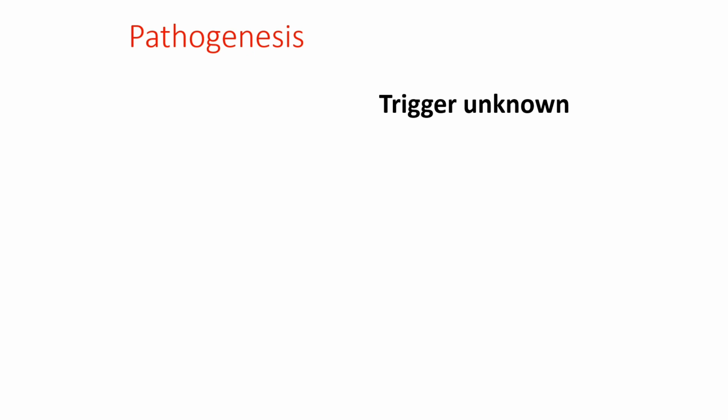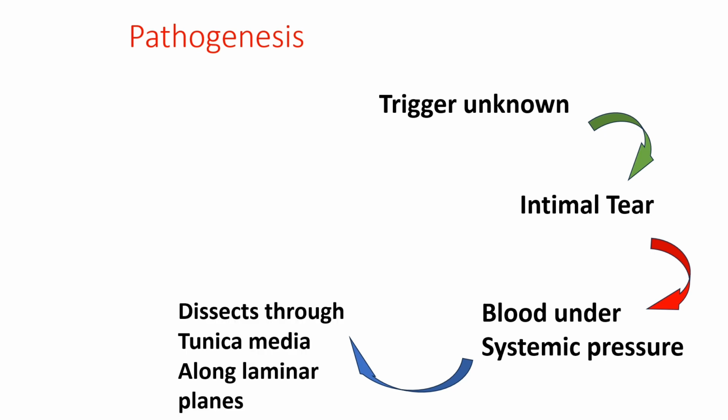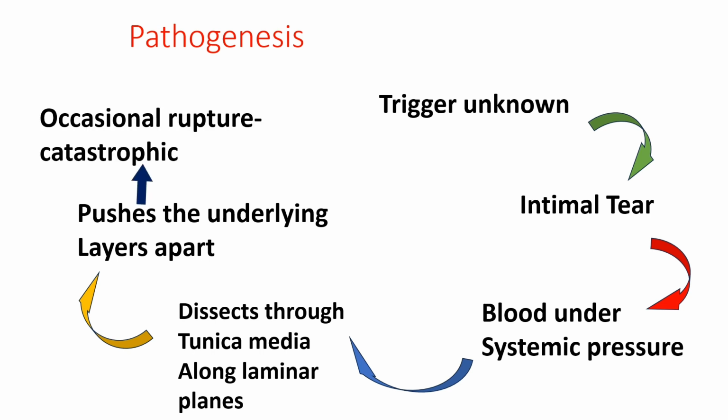So, an unknown trigger will cause an intimal tear, which will cause blood under systemic pressure to dissect through between the media and adventitia or between intima and media. This pushes the layers apart and occasionally this ruptures, causing catastrophic consequences.